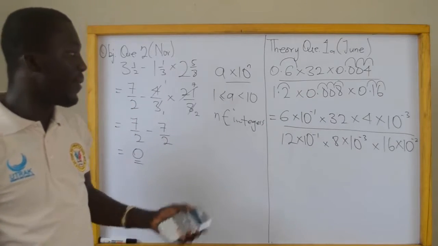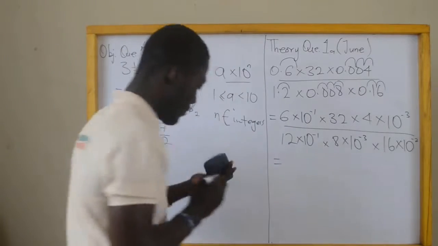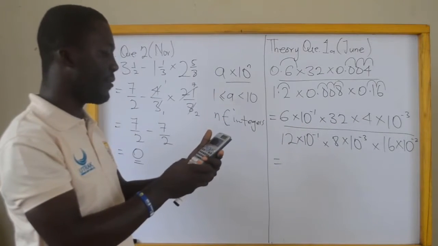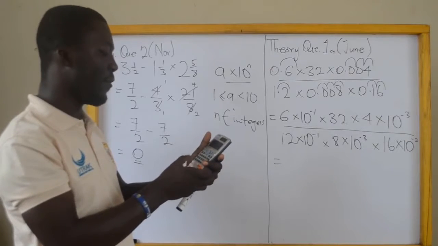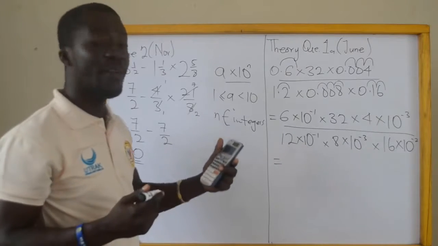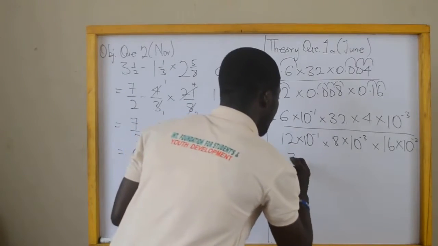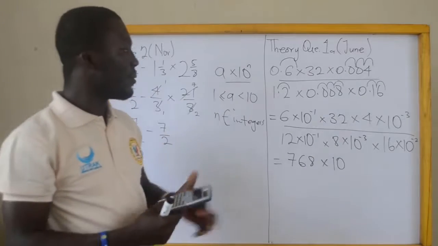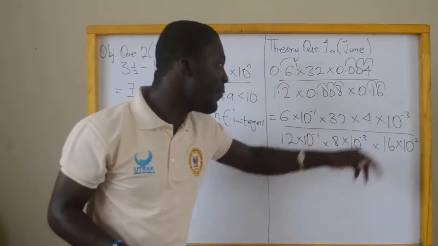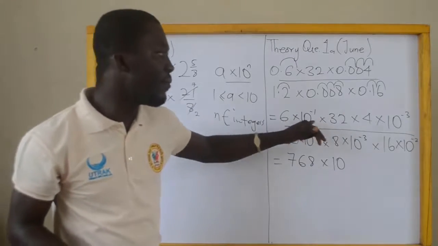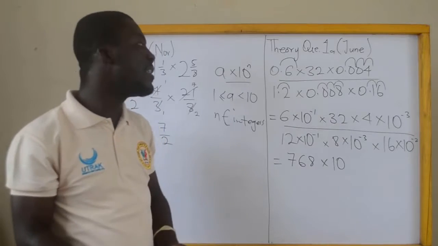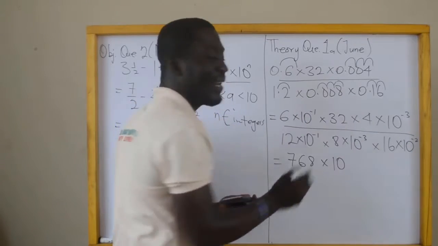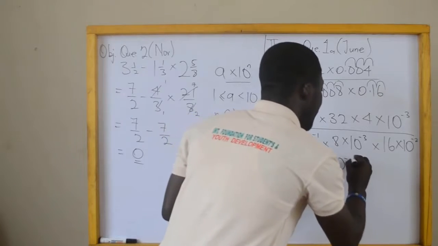So now let's start with my calculator. I want to multiply 6 by 32 and by 4. So 6 times 32 times 4, I will get 768, multiplying 10 raised to the power negative 1 times 10 raised to the power negative 3. Since both have the same base, we add the exponents, which gives us negative 1 plus negative 3, which is negative 4.